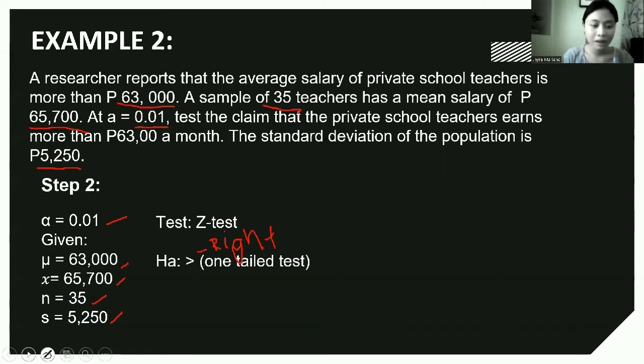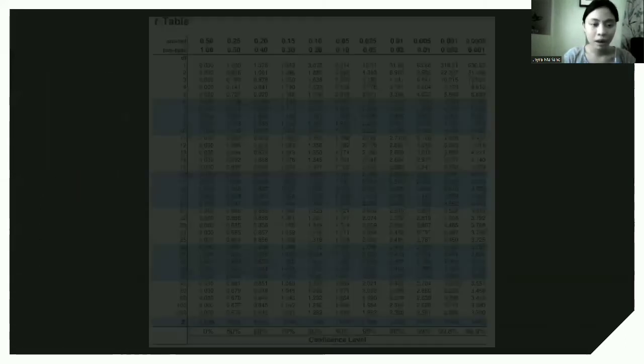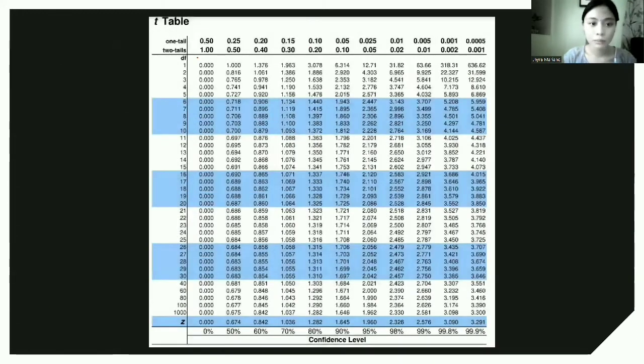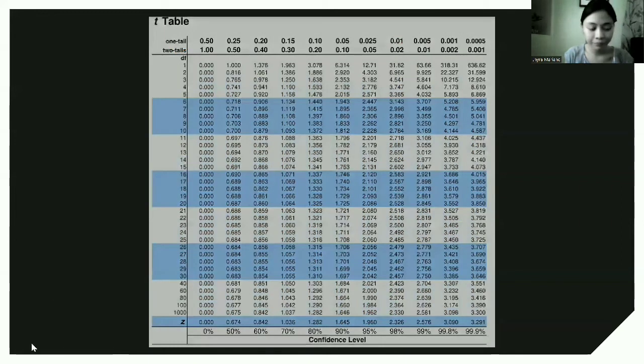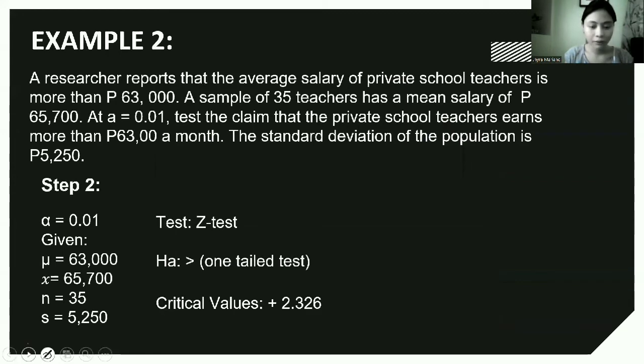Now we know the test to use. Let's identify the critical value. So, using again our Z-table, one-tail, 0.01, Z-test. So our critical value is positive 2.326.